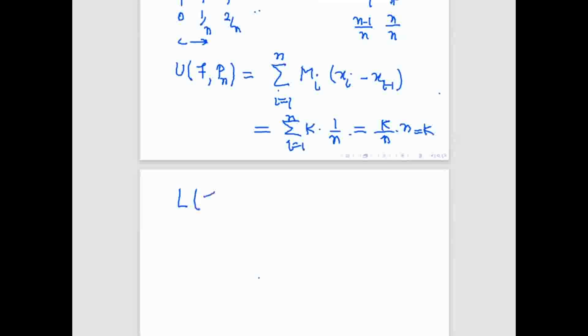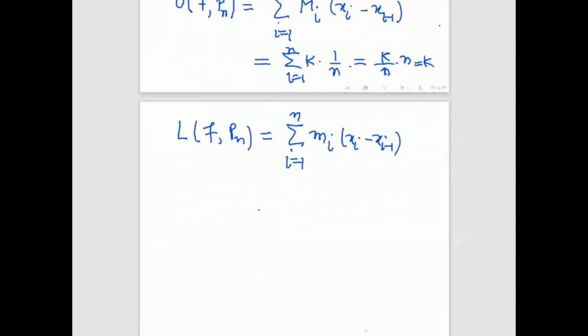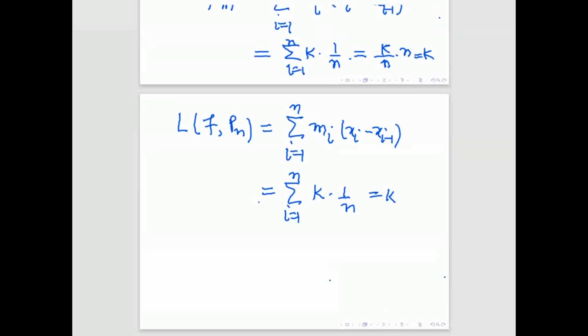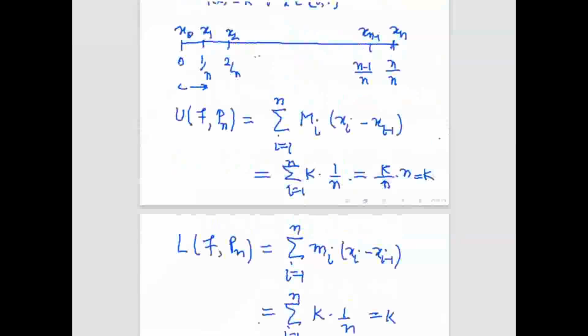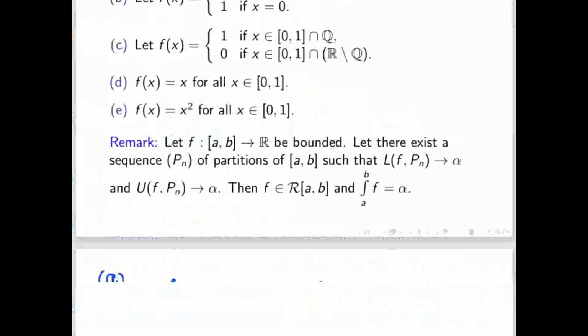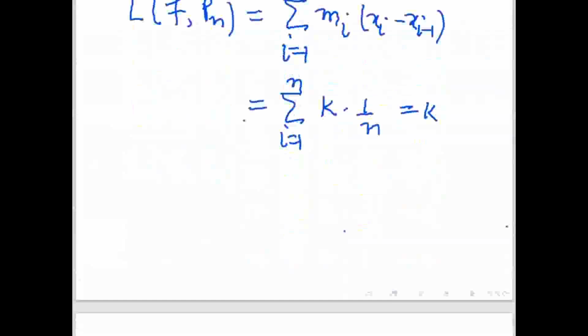So now I will calculate L, the lower Riemann sum, that is the infimum in the ith interval, and that is also k. This is 1 by n. So in both cases, as n tends to infinity, because it is a constant sequence, it will converge to k. So the upper Riemann sum and lower Riemann sum are both converging to k. So the value of this integral will also be k. So this function is integrable, and the integration of this function is k.